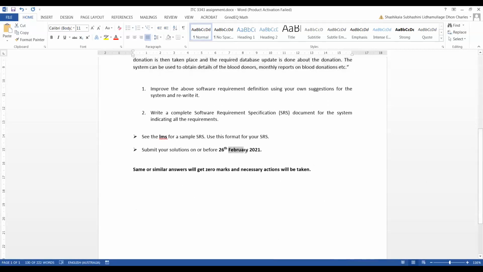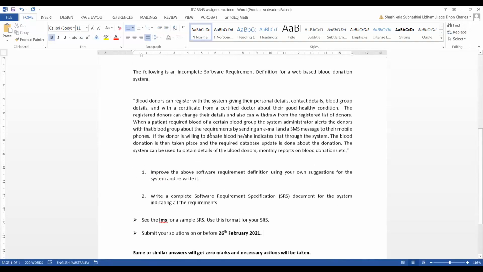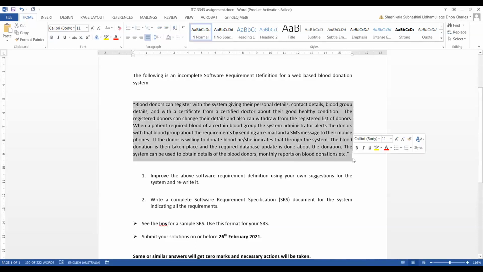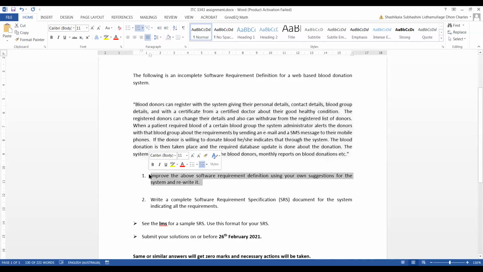I think I have changed the deadline, because it was mentioned as September; it is February 26th. That's the deadline. First, this is a requirement definition. You know what a requirement definition is since you have learned software system analysis and design. First you need to improve the software requirement definition using your own suggestions for the system and rewrite it. That means you can improve it.